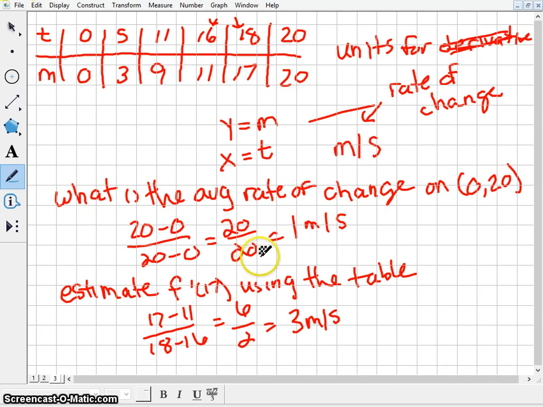So average rate of change is just the slope that you've been finding since Algebra 1. And all we need to know for calculus is how to find our units and how it's going to relate to a derivative. It's not going to give us an actual derivative, it's just going to give us an estimate for the derivative. So that's going to do it for this video.